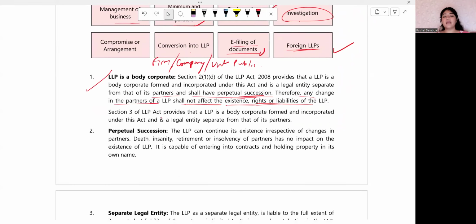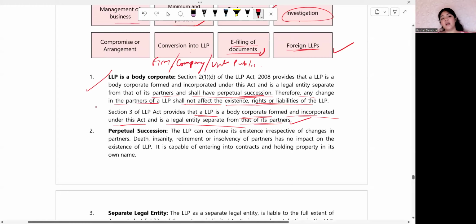Section 3 of LLP Act provides that LLP is a body corporate formed and incorporated under this act and is a legal entity separate from that of its partners. Partners are a separate entity and LLP is a separate entity. Perpetual succession. LLP can continue its existence irrespective of change of partners. Even if a death happens or someone becomes insane, retirement happens, insolvent partners become insolvent, has no impact on LLP.